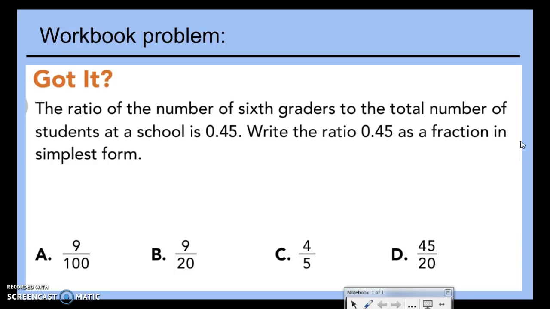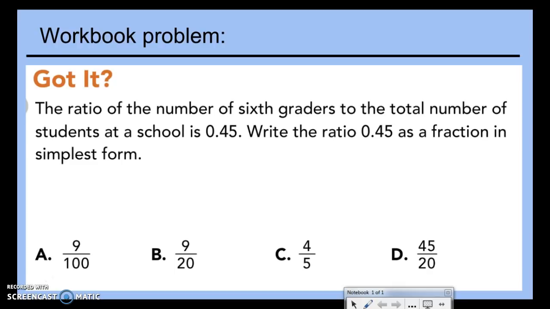You do not have to copy this one down, but I do want you to work it out. You can do it with a whiteboard or with an Expo marker on your desk. The ratio of the number of 6th graders to the total number of students at the school is 0 and 45 hundredths. Write the ratio 0 and 45 hundredths as a fraction in simplest form.